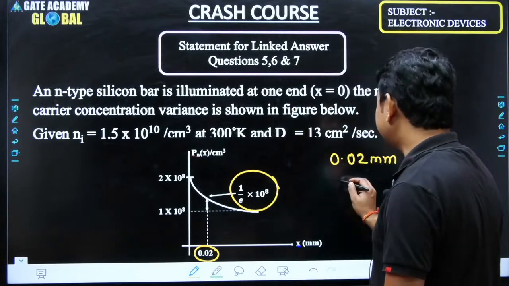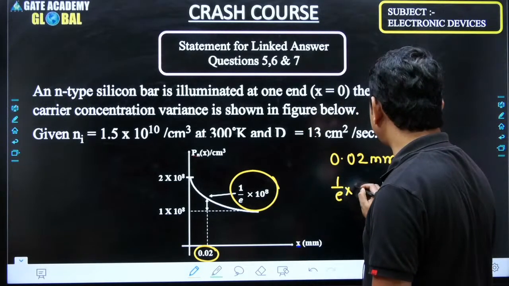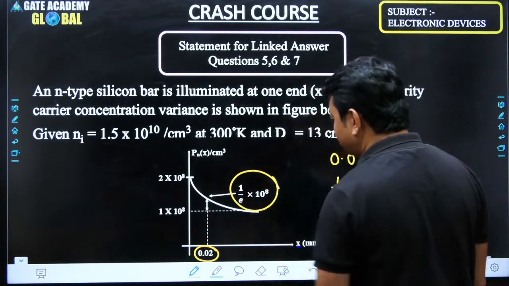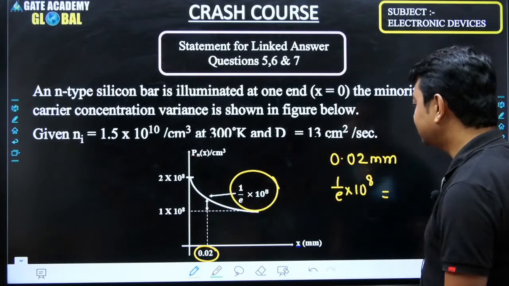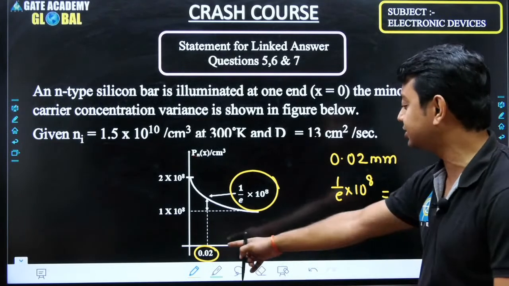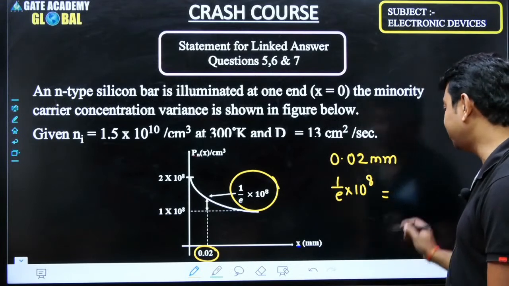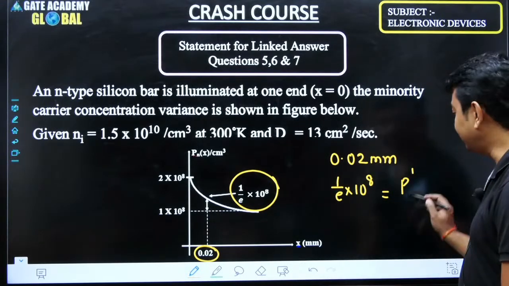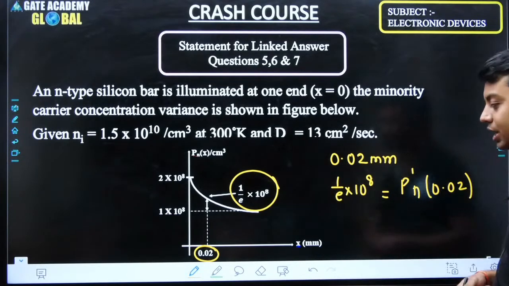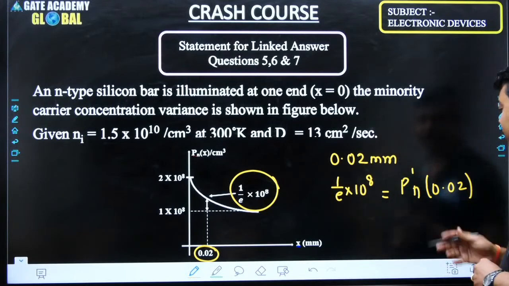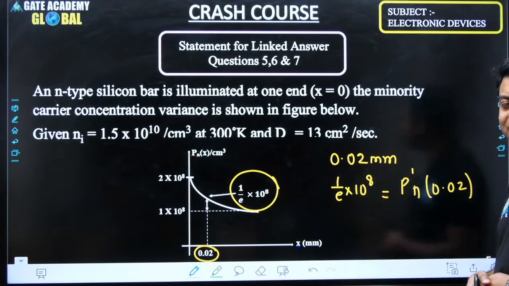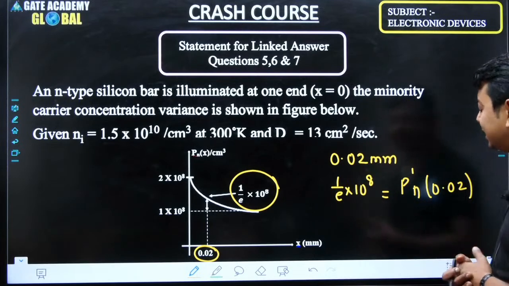What is this value? This is given by 1 upon e into 10 to the power of 8, and this small dark arrow shows that this is nothing but the concentration of generated charge carriers, or excess charge carriers, at this particular distance. We can write this as P dash in N-type semiconductor at distance 0.02. So at this distance we have an excess charge carrier concentration, and its value in an N-type semiconductor is given.